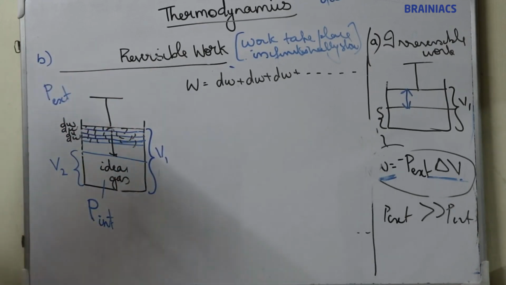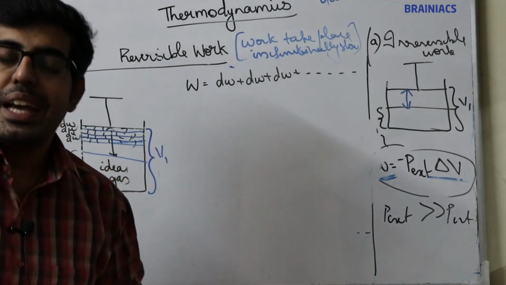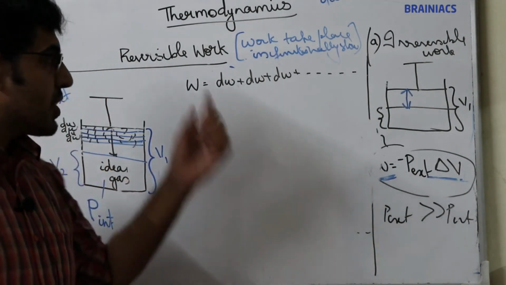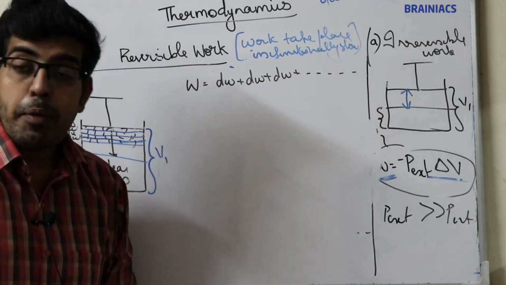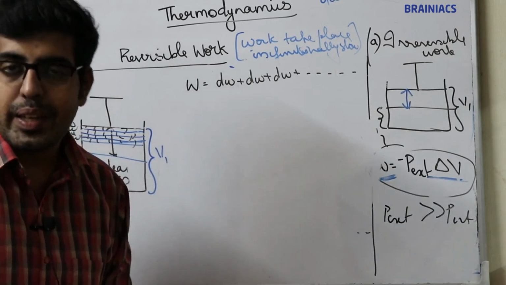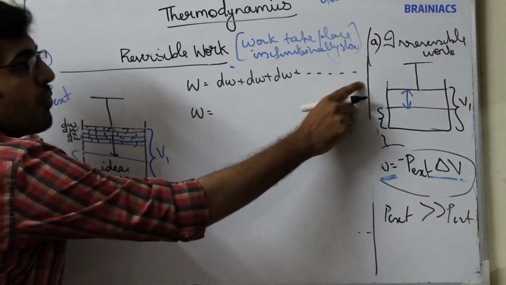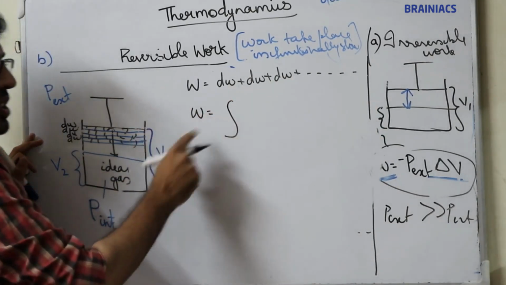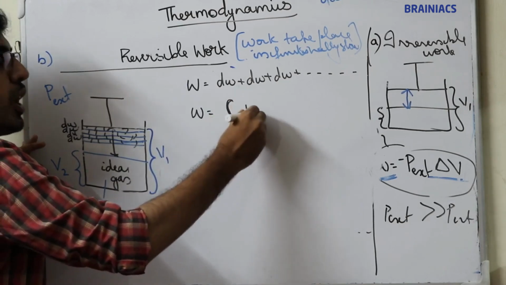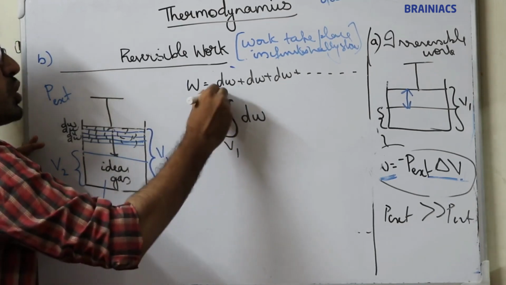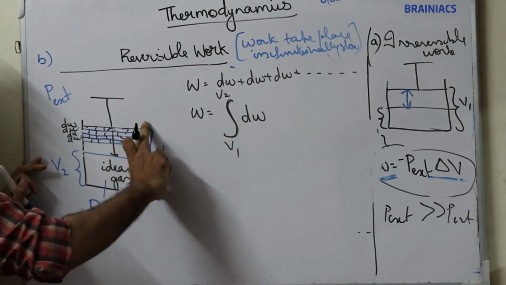Now instead of adding, we have a mathematical function, known as integration. Instead of adding each and every term, dW plus dW plus dW, we have a mathematical term, and that term is known as integration. So W is equal to, instead of addition, we use this mathematical function: integration of dW from V1 to V2. That means we have to add dWs from V1 to V2.